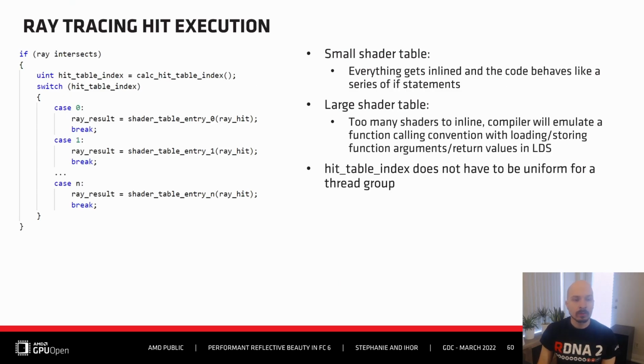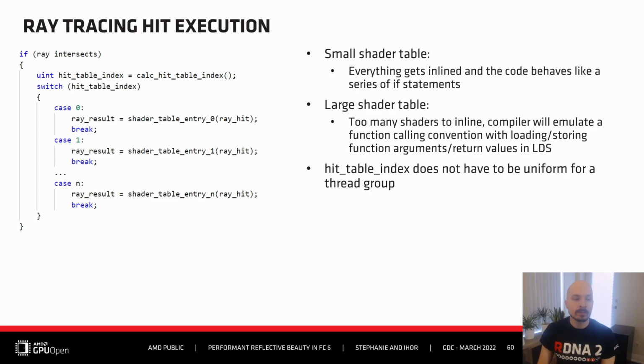So over here, we're going to be looking at what we want from the assembly when we write our ray tracing shaders. You can see the pseudocode on the left, which shows how the actual hit shader execution happens. What it does is we first do if ray intersects, and all of the rays that pass that then calculate their hit table index, which does not have to be uniform for a thread group. And then we do a switch on this hit table index, with each case being another shader table entry.